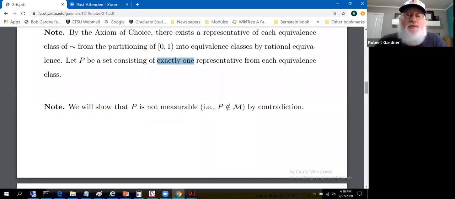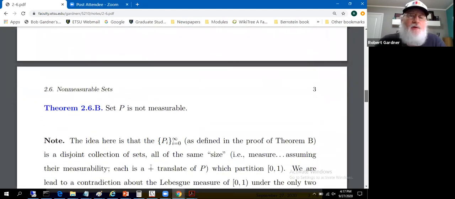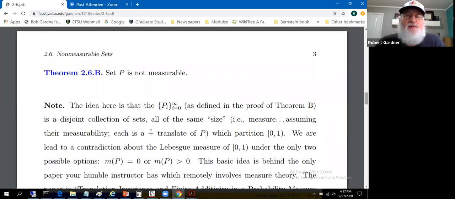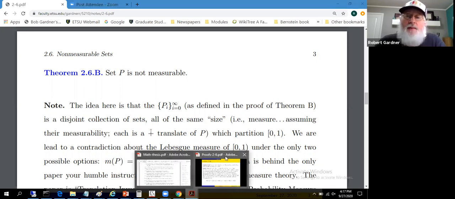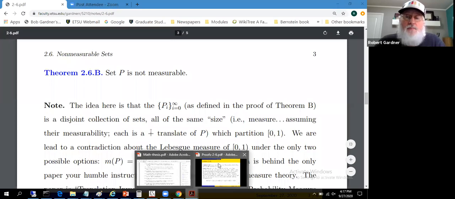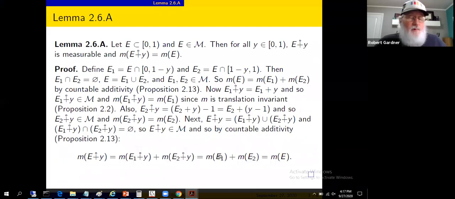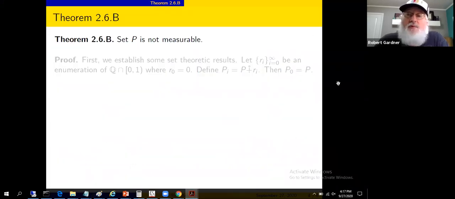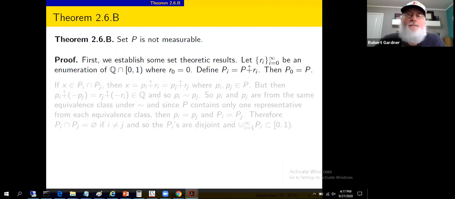We're going to show set P is not measurable. That is, P is not an element of the sigma algebra of Lebesgue measurable sets, and we're going to show this by contradiction. Theorem 2.6.b simply says set P, so constructed, is not measurable. All right. Let's go through a proof of that. It's actually not too lengthy.